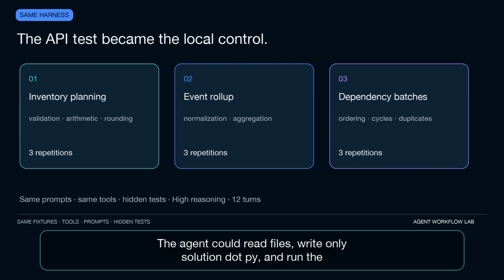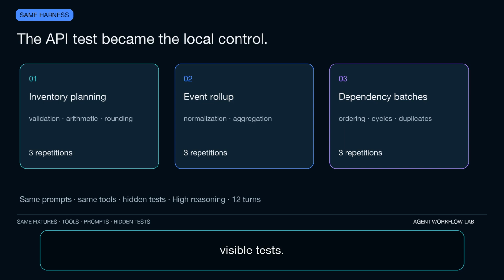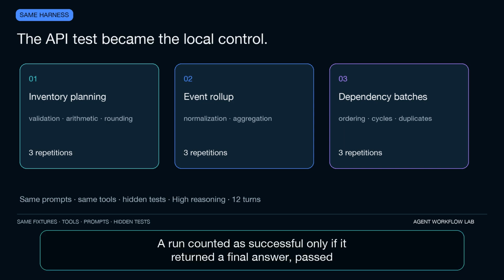The agent could read files, write only solution.py, and run the visible tests. A run counted as successful only if it returned a final answer, passed both visible and independently executed hidden tests, preserved protected files, and wrote nowhere outside the allowed implementation file.